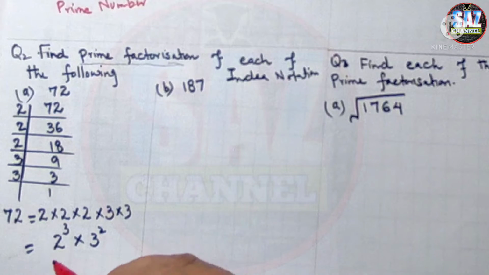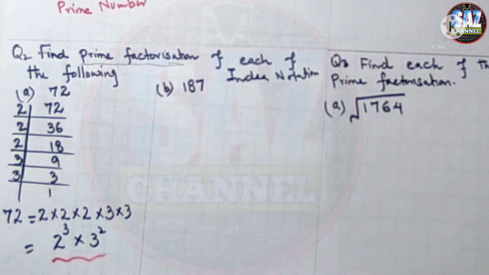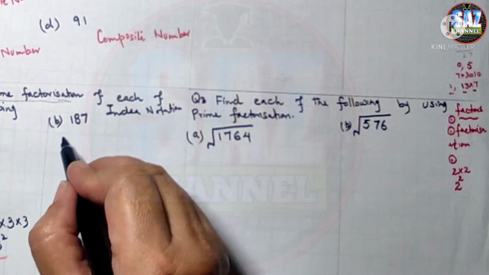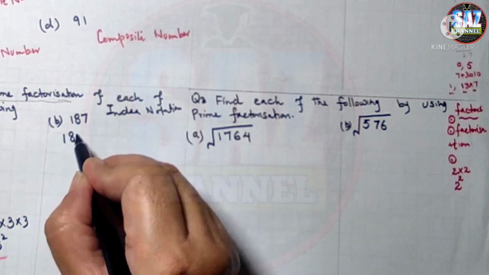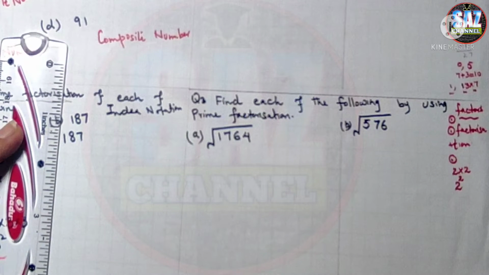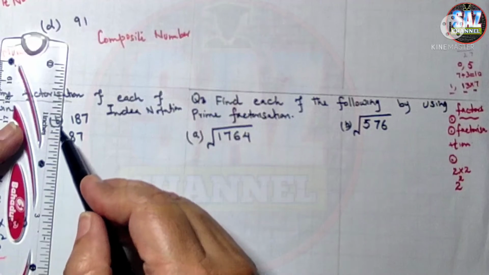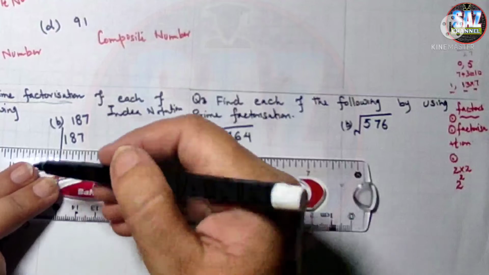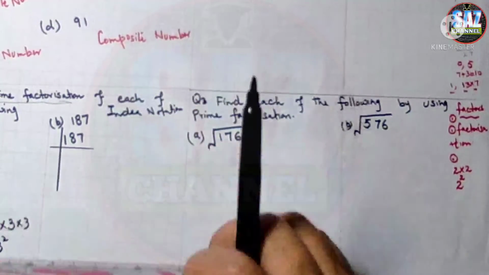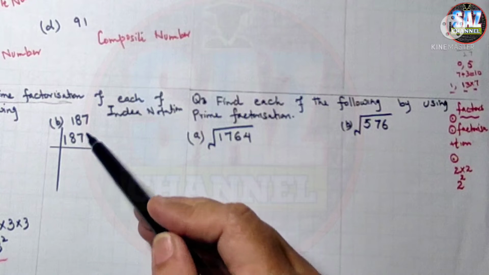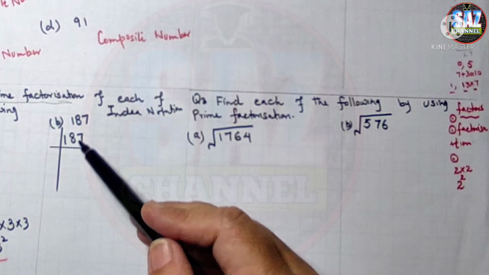Okay. Moving to the second part, which is 187. So let's talk about which will be the smallest prime number that will be dividing 187. Okay. Then if we think about 2, not possible because the unit digit is not even, not a multiple of 2.